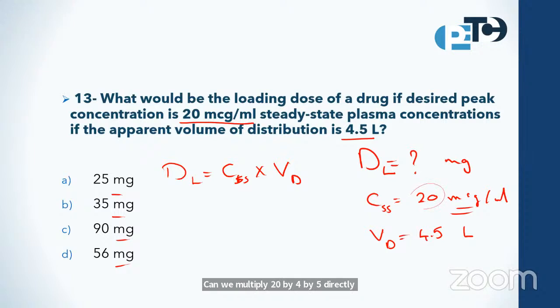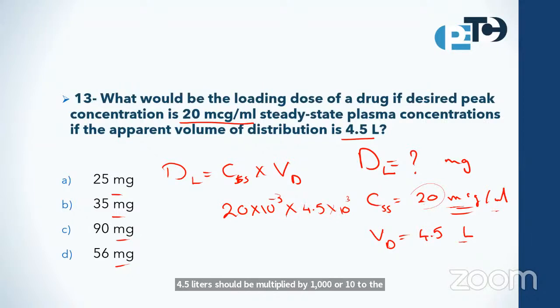It will be no, we should convert. Yes, we should convert this microgram into milligrams, okay? And we should convert this liter into milliliter. So the CSS in this case will be 20 microgram to milligrams. What will we do? We just divide by 1000, or multiply by 10 to the power minus 3. So this 20 multiplied by 10 to the power minus 3. Then 4.5 liter should be multiplied by 1000 or 10 to the power 3.